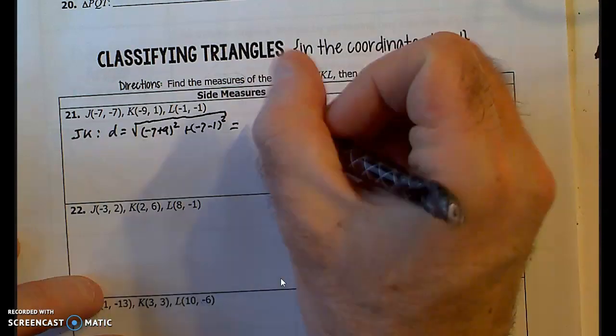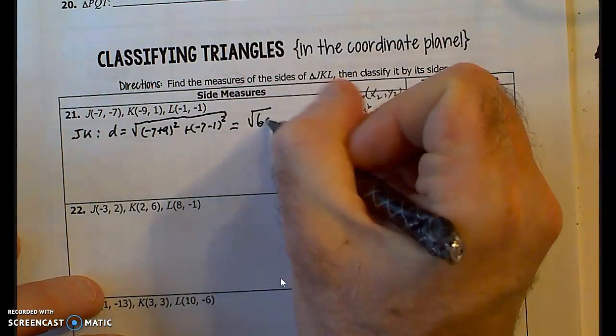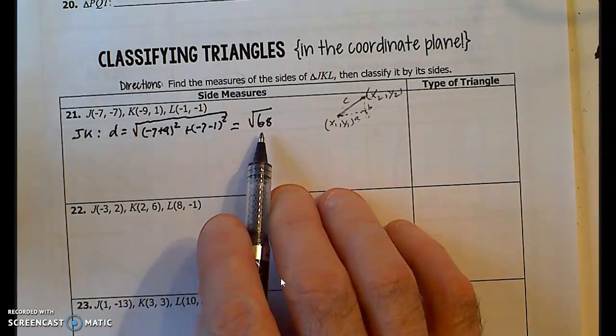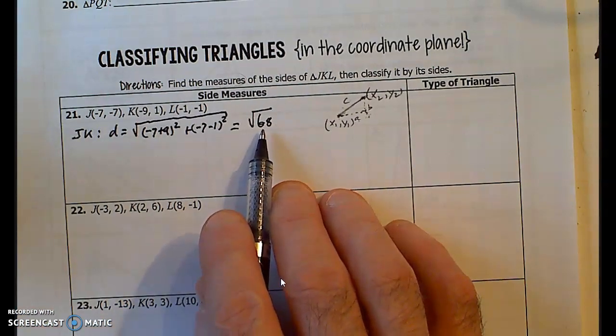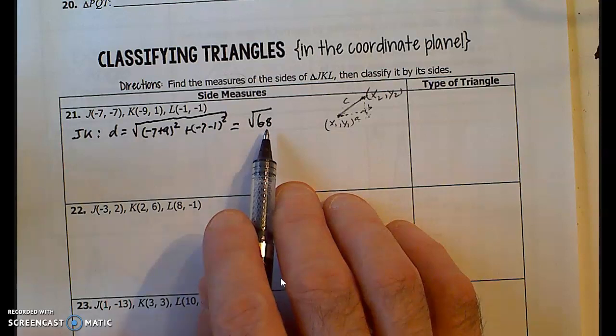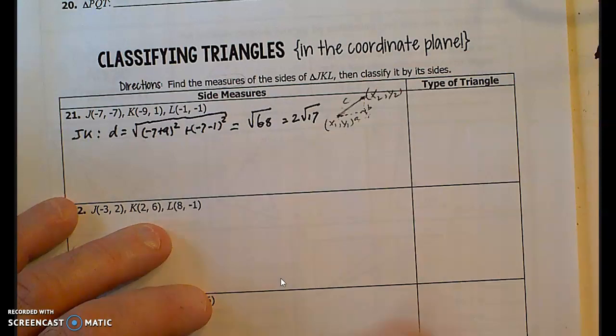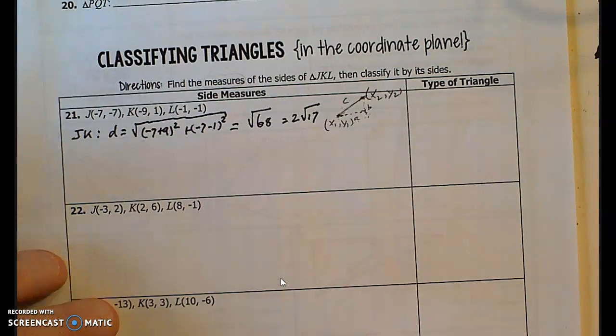Okay? So if you simplify this, you'll get the square root of 68, right? And we can simplify that further. Let's see. 68 divided by 2 is 34. 34 divided by 2 is 17. I can take two 2's out of there, so I get 2 square root of 17. Okay? Let's go on to the next one.